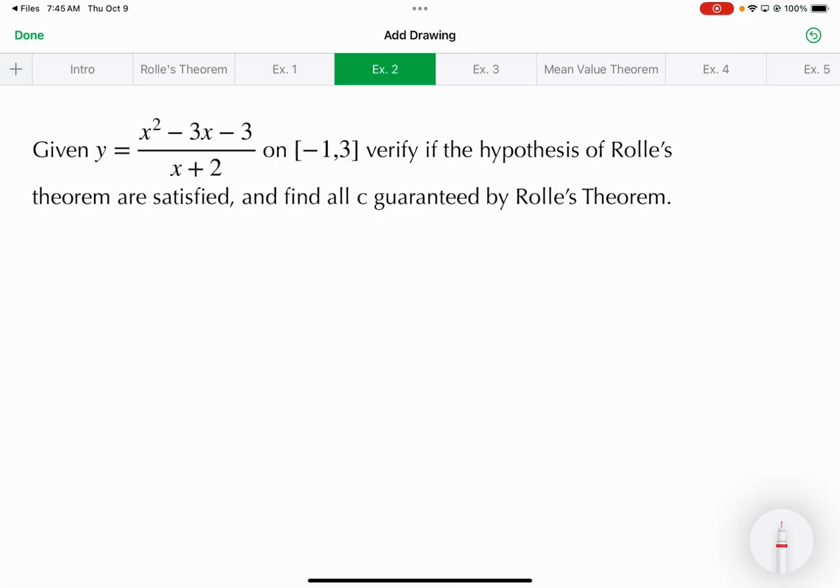Let's say we're given y equals x squared minus 3x minus 3 over x plus 2 on the interval from -1 to 3. Verify the hypotheses of Rolle's theorem are satisfied, and if so, find all c values guaranteed by Rolle's theorem. All right, first of all, is our function continuous?